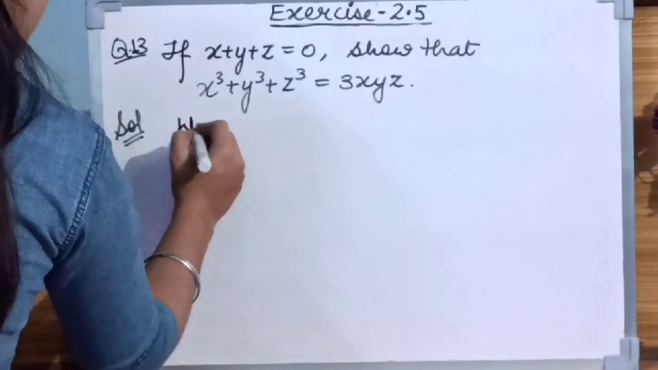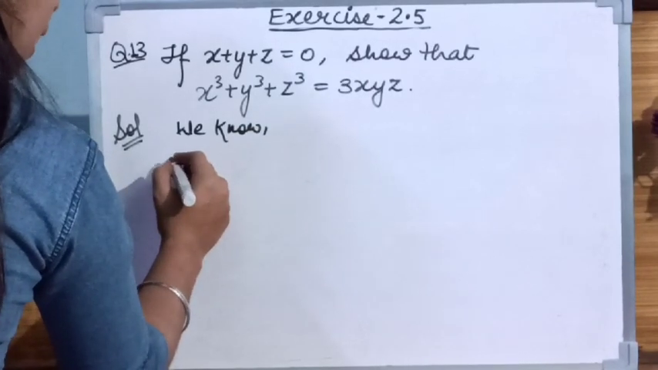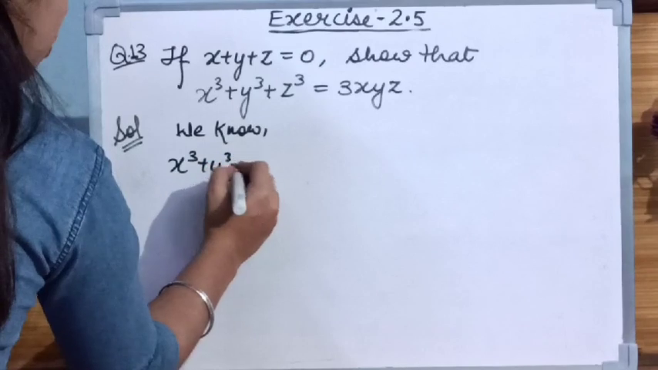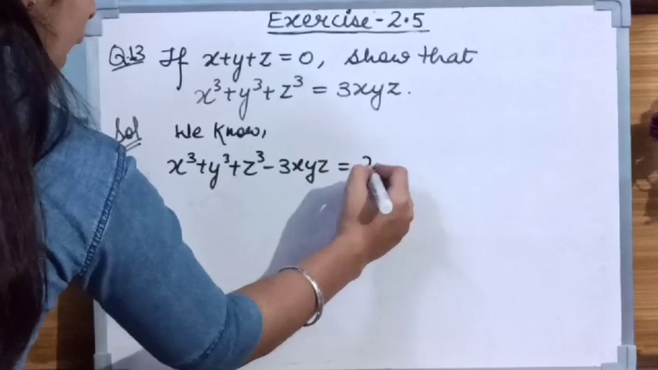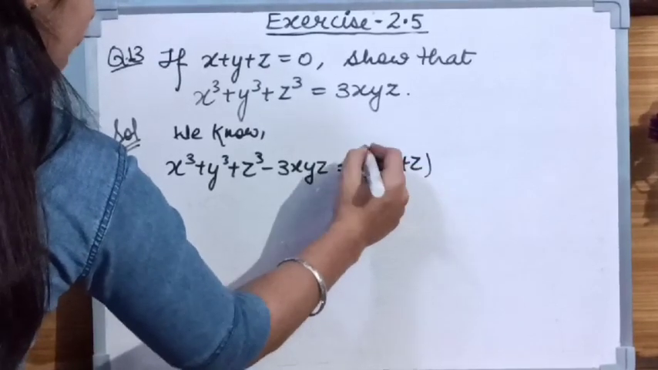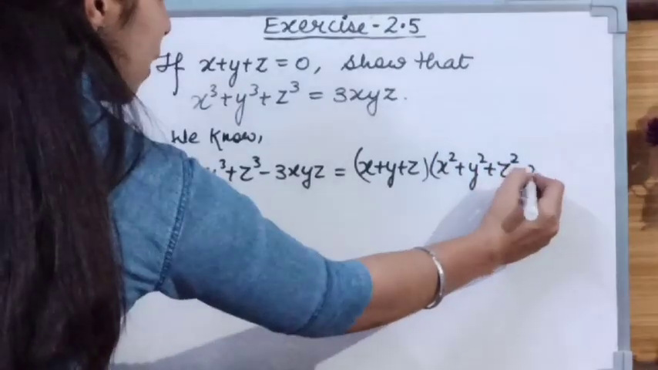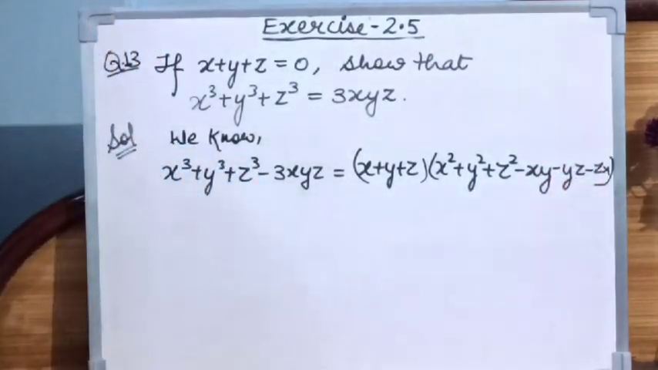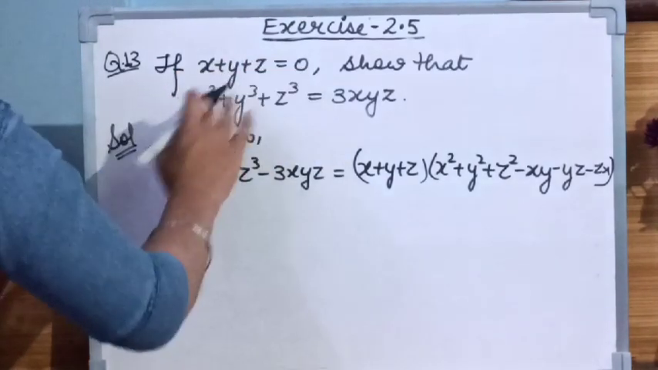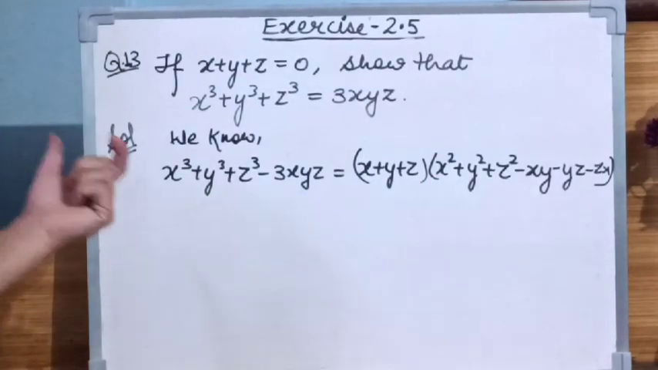So students, we know our identity, that is x cube plus y cube plus z cube minus 3xyz is equal to (x plus y plus z) in one bracket and then (x square plus y square plus z square minus xy minus yz minus zx). Okay, we have learned the identity in terms of a, b and c, but in our question the values are given in terms of x, y, z, so I have converted the terms into x, y and z.